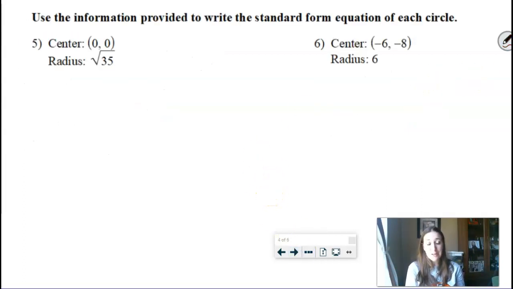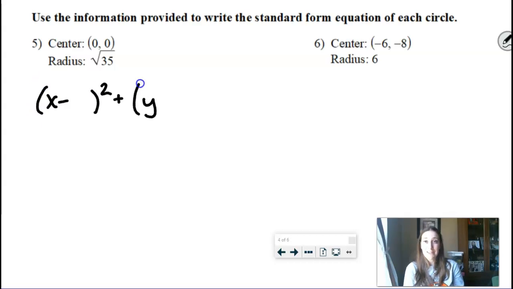All right, this next task is what we just did, but in reverse. So I'm going to give you the center and the radius, and I want you to throw it into the formula. And I don't mind if you start every single question by writing what I would refer to as the skeleton of the formula, and then kind of clean it up after that.